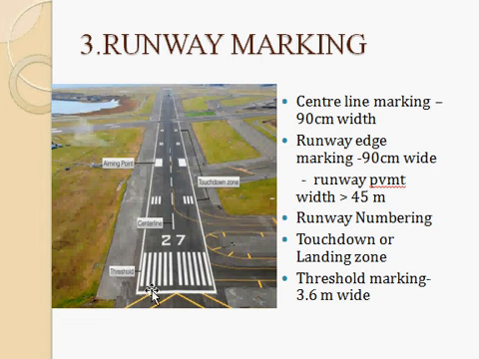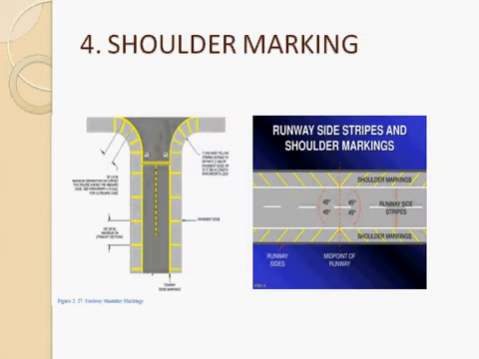Then threshold marking is provided here like this at the runway threshold. Parallel lines will be marked and each will be 3.6 meter wide. So that is runway threshold marking. So you have center line marking, touchdown zone marking, edge marking and threshold marking. Then you have runway numbering. So these are the different markings that will be coming on runways.